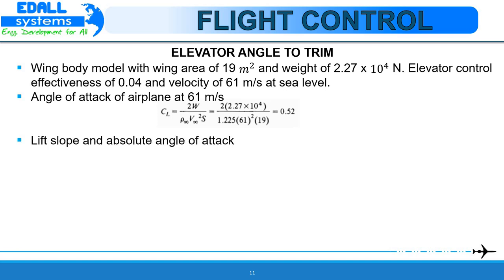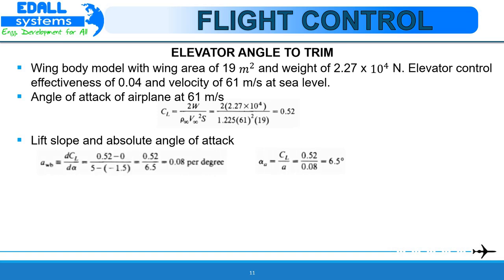Now we must calculate the lift slope. So A is equal to dCL by d alpha, which is 0.08 per degree. And then the absolute angle of attack is equal to CL by A. A is the lift slope of the complete aircraft. So we get 6.53.